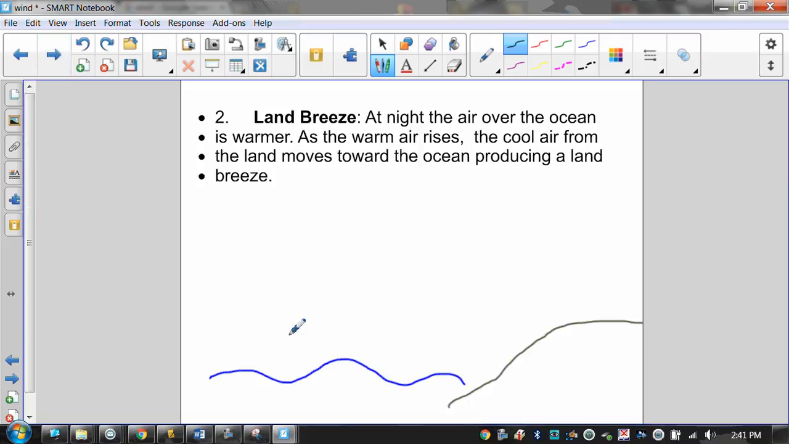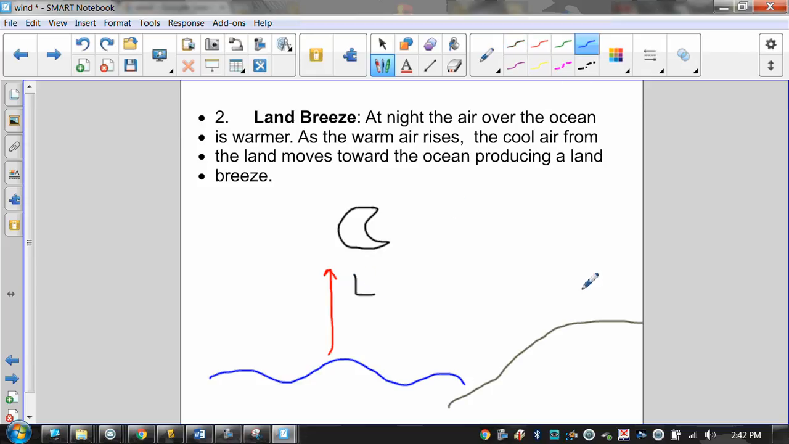A land breeze is the opposite. So now the sun has gone down, and now the moon is out. Excuse my poor attempt at a moon. But the land, remember, heats up and cools down faster, which means the water retains heat, which means it's now warmer over the ocean, which means the air is now rising over our ocean. And so this is now our area of low pressure.